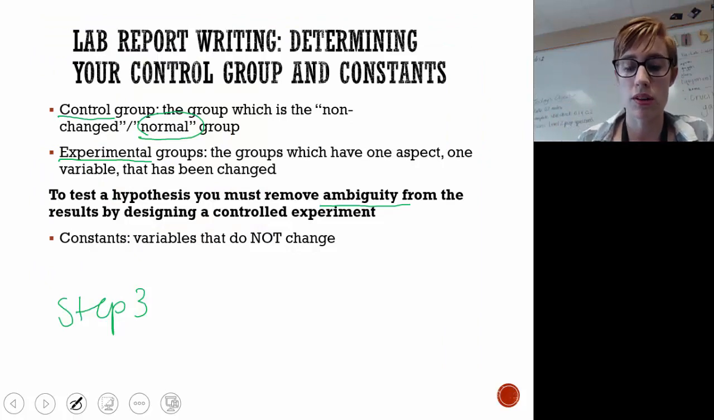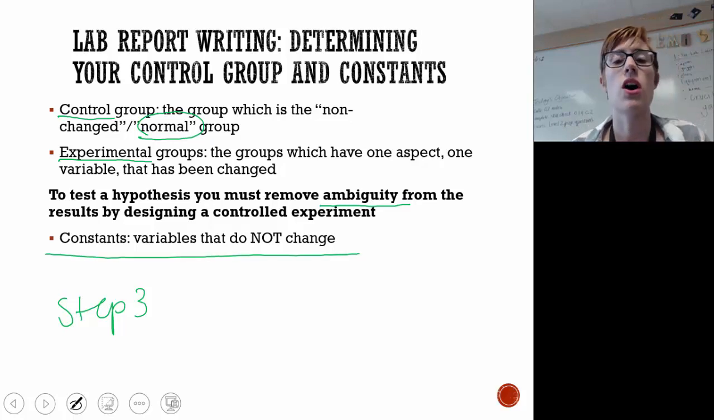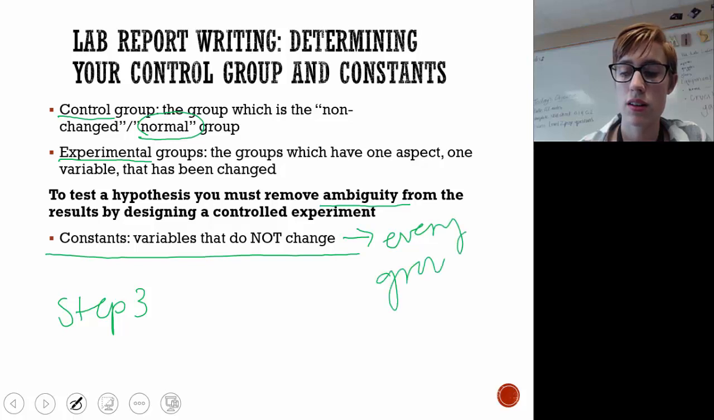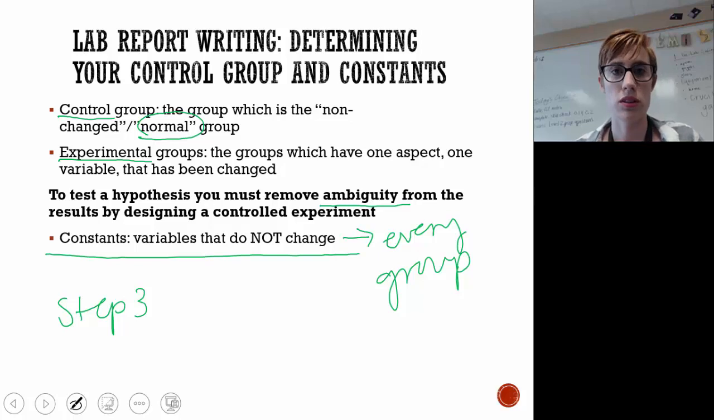That's really, really important. So that's what we call constants. That's things that are the same in every single group. And you'll want to write that down. Constants are things that stay the same in every group. Okay? You only want to have one variable, and that's your independent variable. That's the thing that you are actually changing.